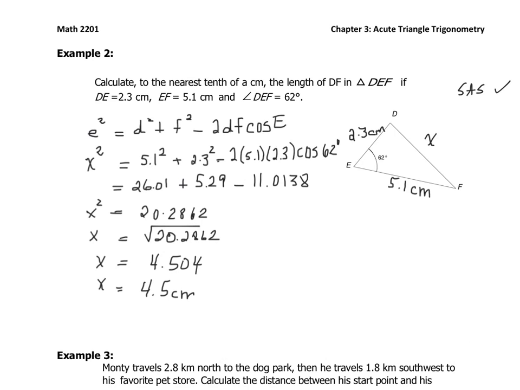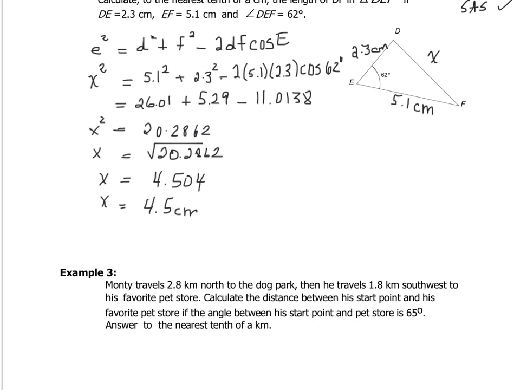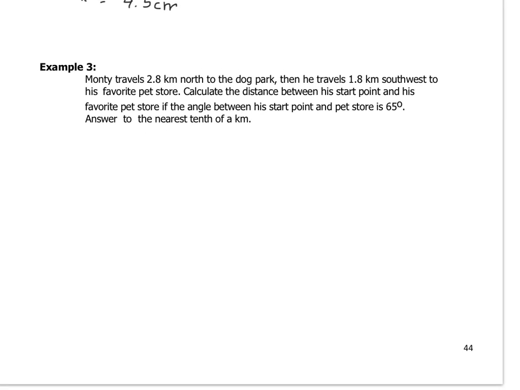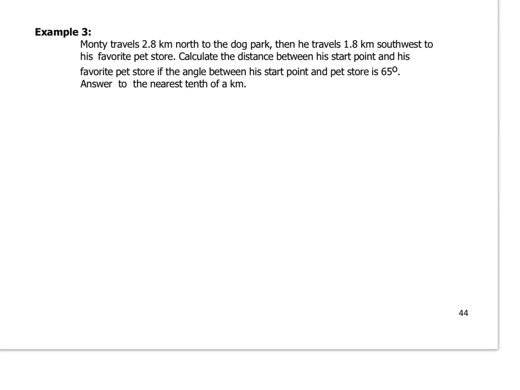Okay, so we move to the next example. It says Monty travels 2.8 kilometers north to the dog park. So 2.8 kilometers north. And then he travels 1.8 kilometers southwest. So that would be south and west would be this way. I can't draw a straight line for some reason with this pen. Not sure why. Anyway, that's the best I can do.